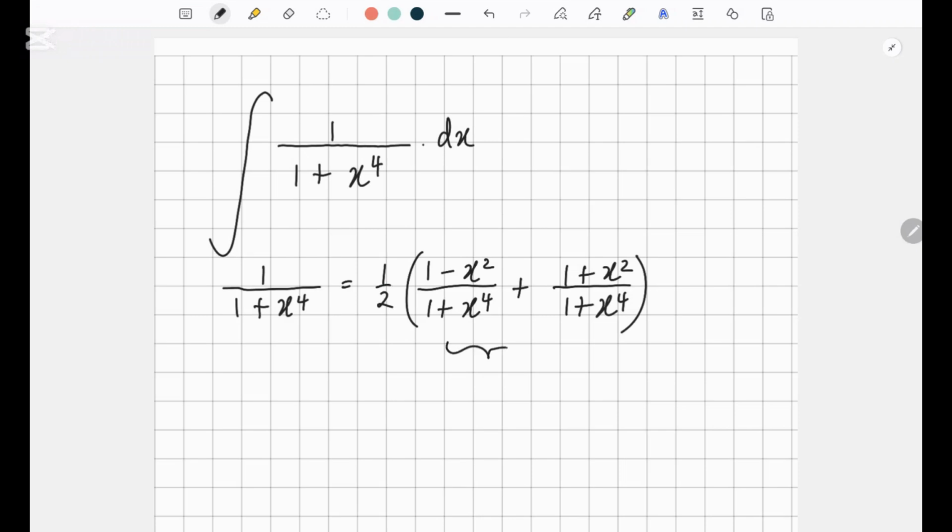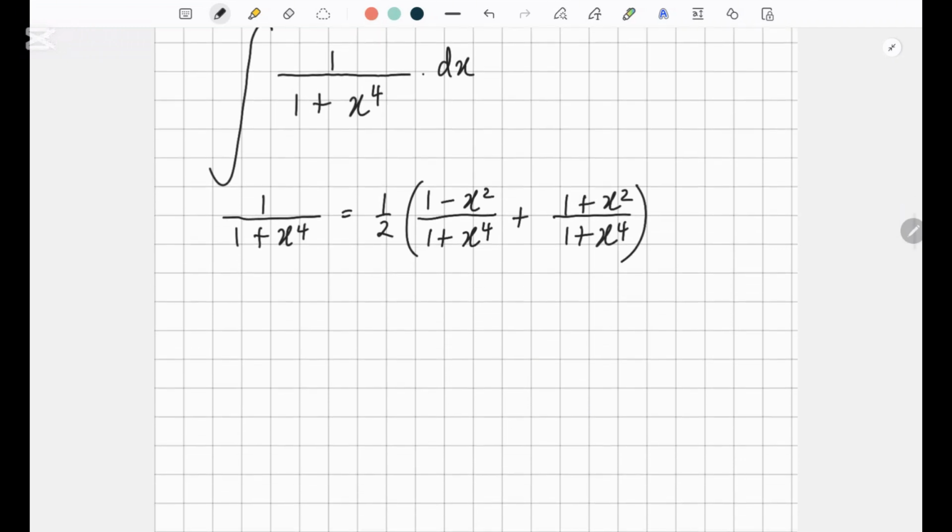Because you'll see if you add these two together, you'll have 2 over 1 plus x to the power 4, right? And to make it equal to 1 over 1 plus x to the power 4, you have to multiply this by half. So that's why I'm multiplying by half. Ignore the half for now.